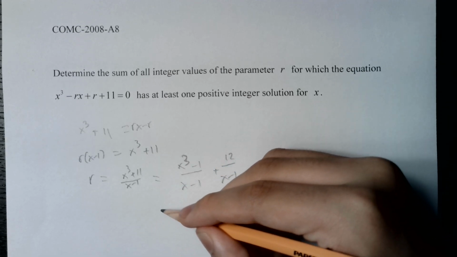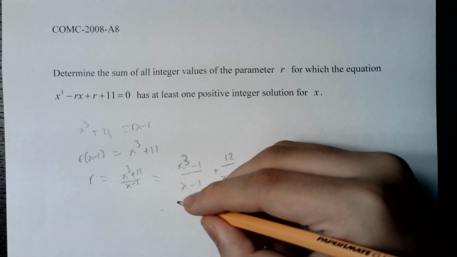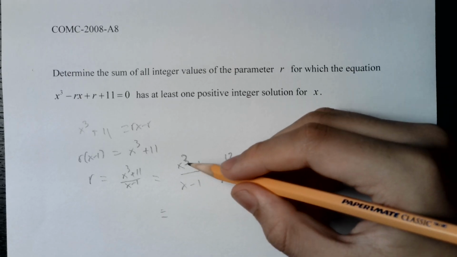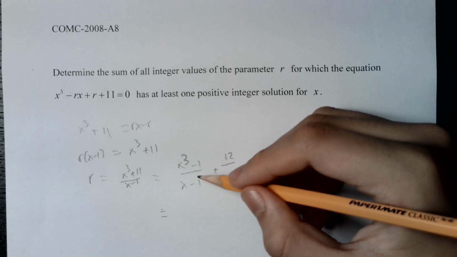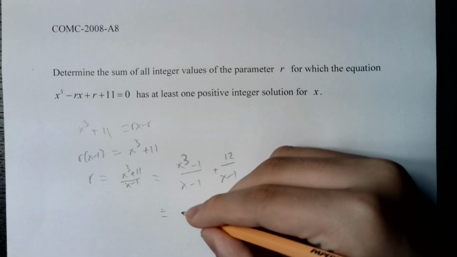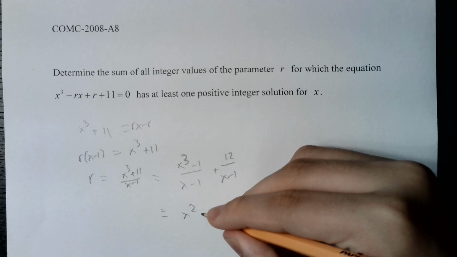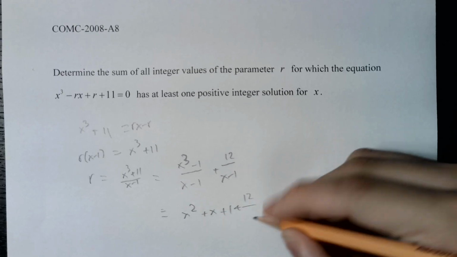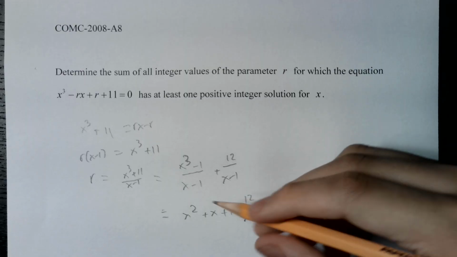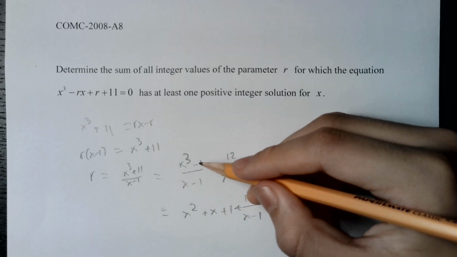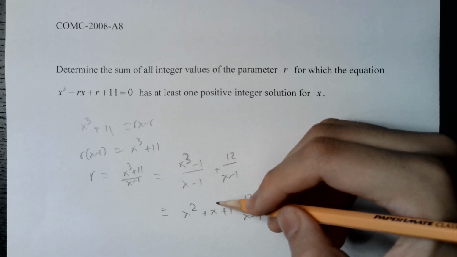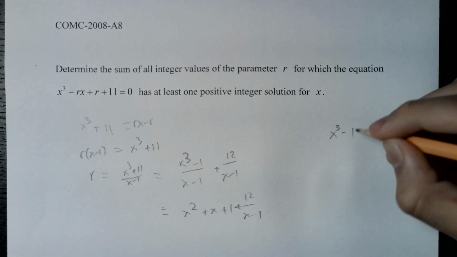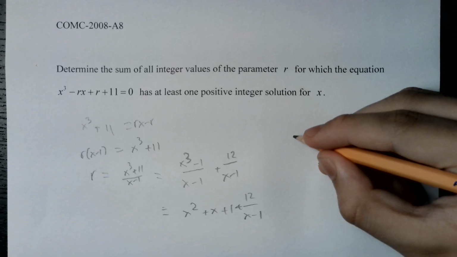From here, we can look at x^3 - 1 and x - 1. Doing long division of x^3 - 1 by x - 1, you receive x^2 + x + 1, plus 12 divided by x - 1. I can actually do a long division right now. Let's do some long division with variables. I'll show you guys how to do it.